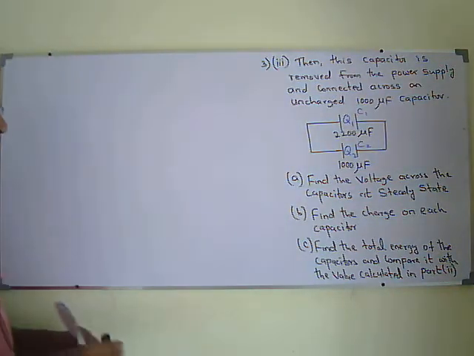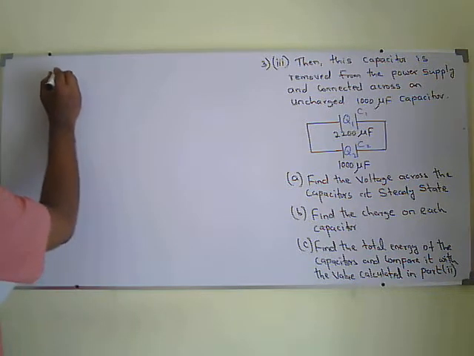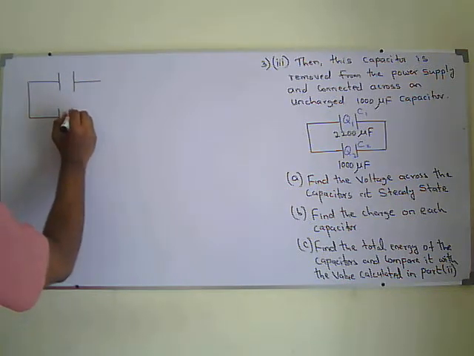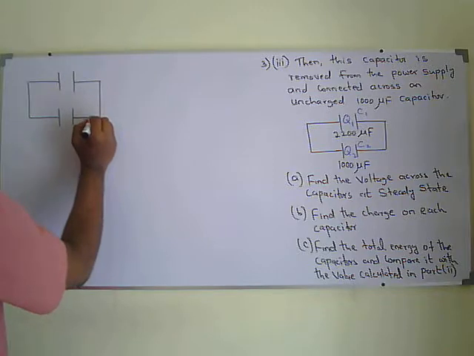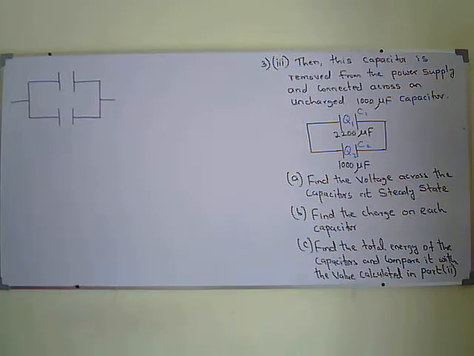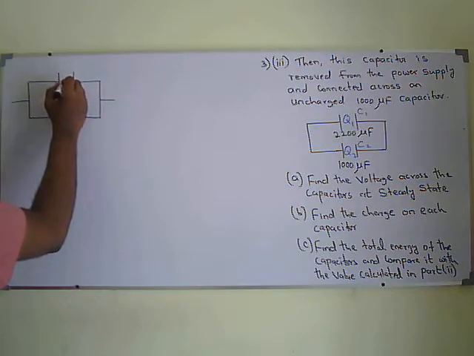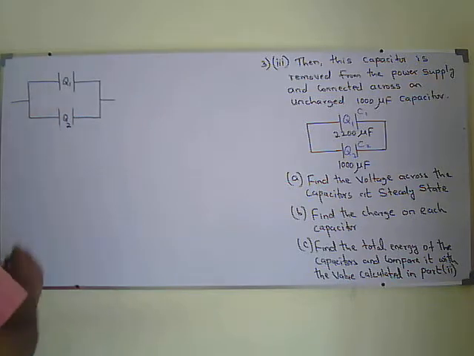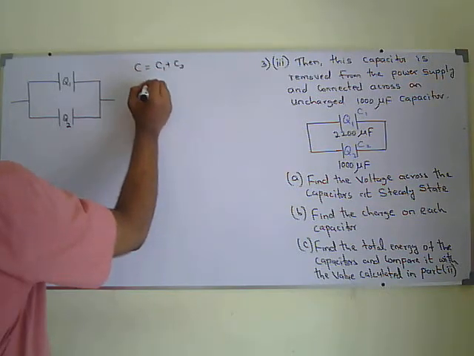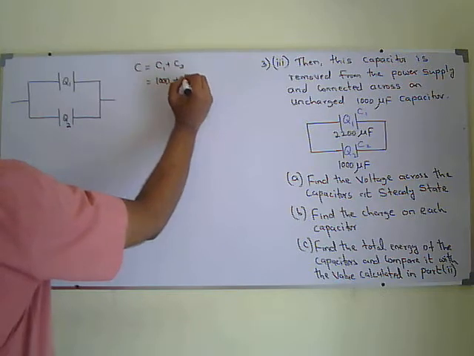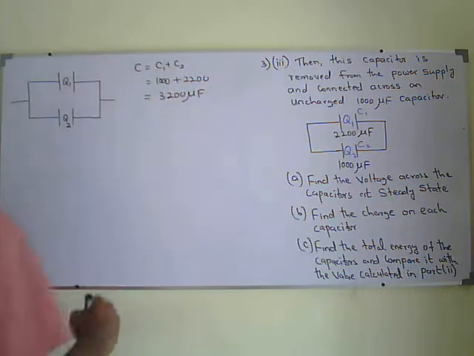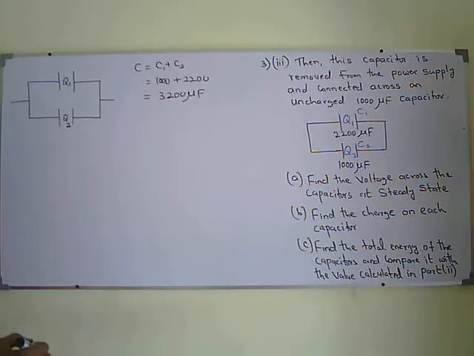So if I use that way for the first part, when the 1000 microfarad capacitor is connected across the 2200 microfarad capacitor, we can imagine they are connected in parallel. We don't know the charges, so I can say the charge of this is Q1, charge of this is Q2. The equivalent capacitance of a parallel connection is C1 plus C2, that is 1000 microfarad plus 2200, which is 3200 microfarad.